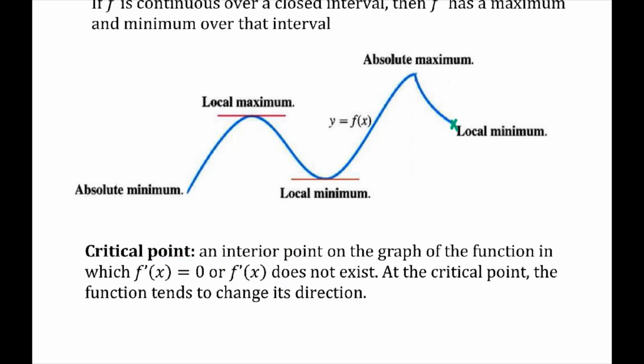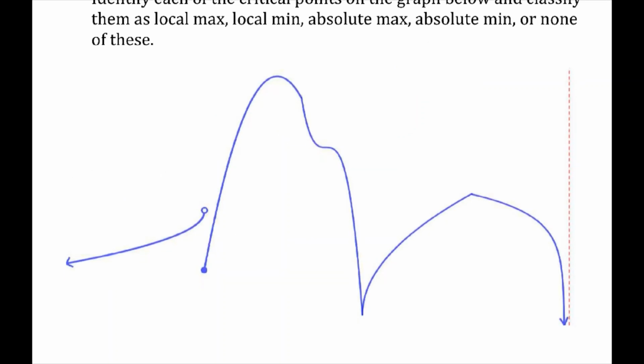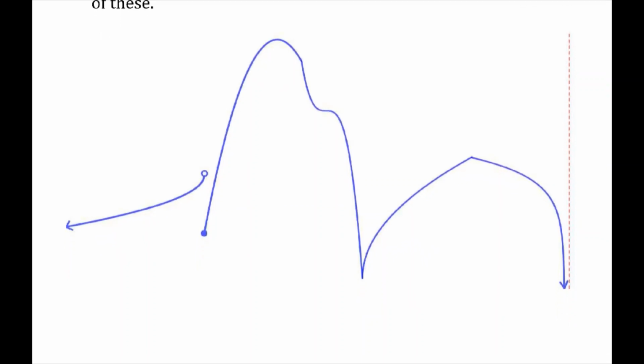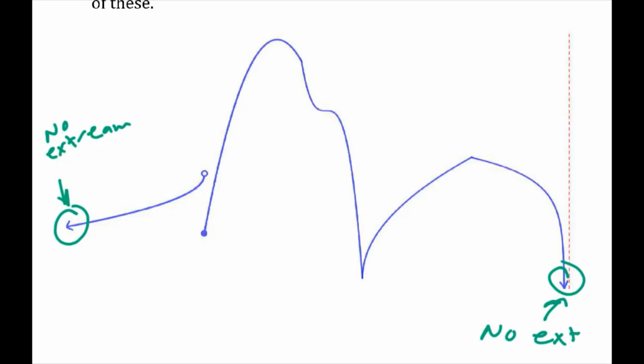Let's move on to the next question and try to find out whether the points are maximum, minimum, absolute, or local, or maybe none of these. First of all, let's take the endpoints. I notice that the function is growing from both sides. So what does that mean? There is no extreme value here. Same with this point here, no extreme value.